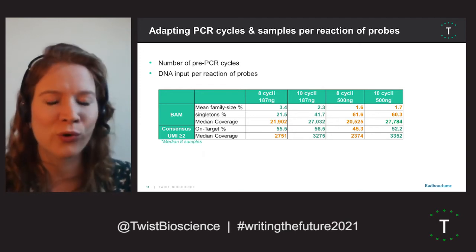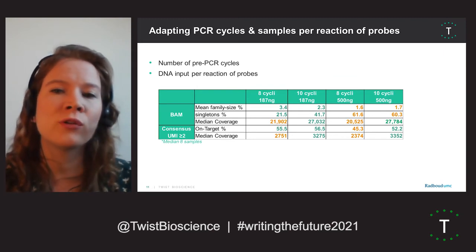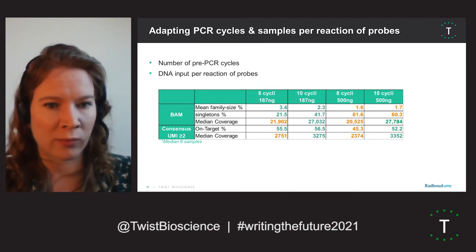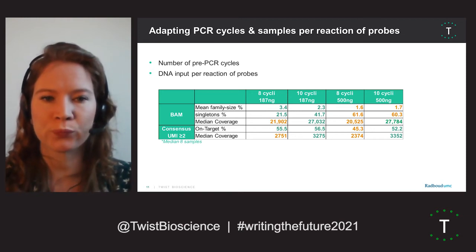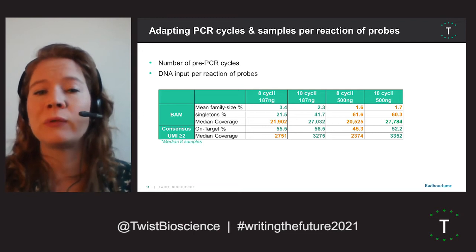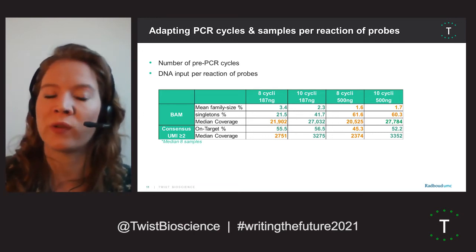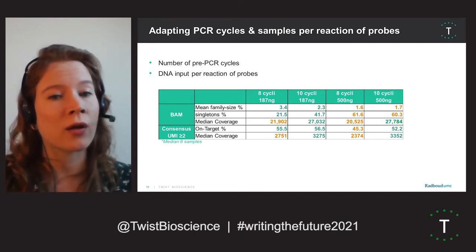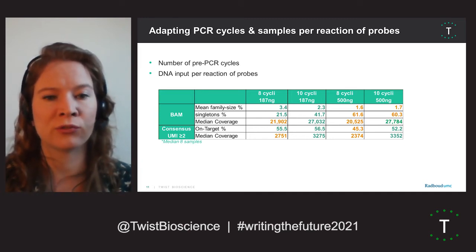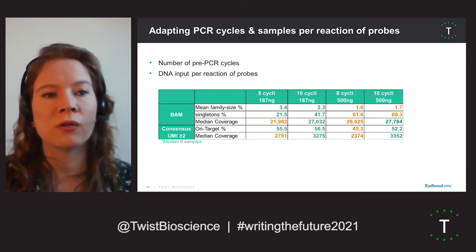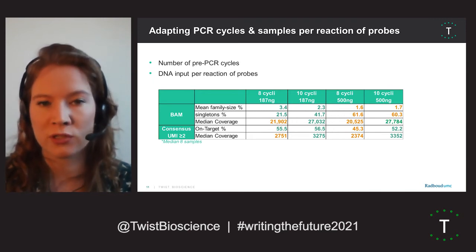So Twist advises to use 8 samples per reaction of probes, and a total of 1500 nanograms, ending up with 187 nanograms per sample. But we wanted to see if we would add more nanograms, if this would make a difference in the number of products that are amplified. In the graph you can see all these different conditions and the measurements of the family size, singletons and coverage.